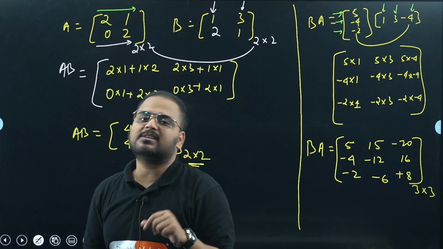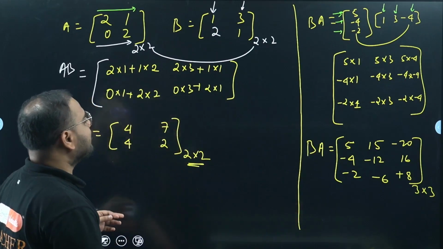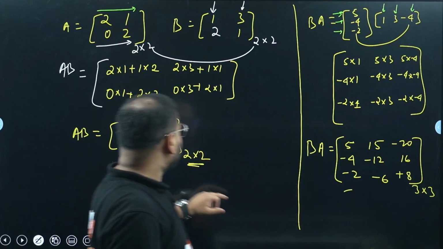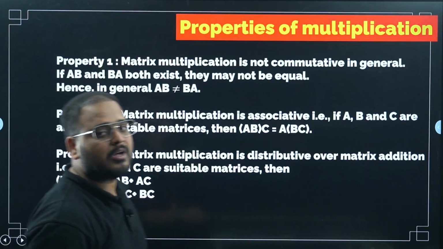I hope the matrix multiplication is clear, whether it is 1 cross 3 or 3 cross 1. I've taken the different cases here. The result was 3 cross 3 in one case and 2 cross 2 in the other. Okay, let's move on to the properties.